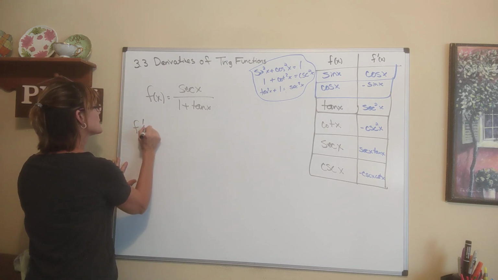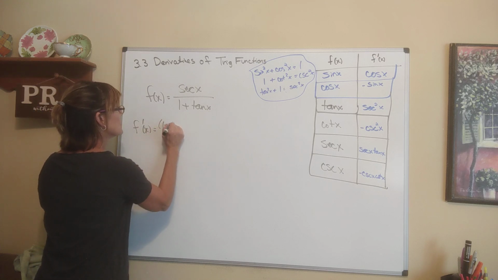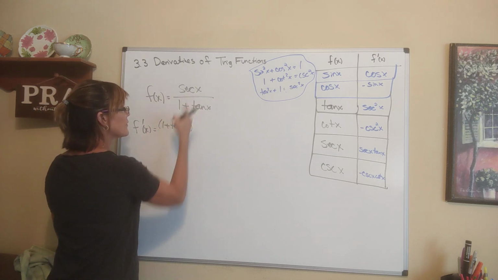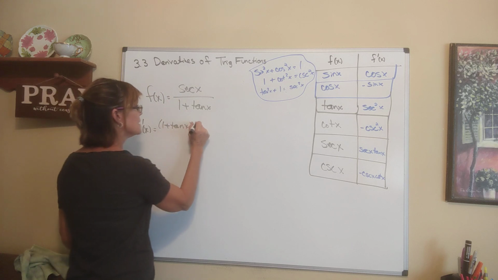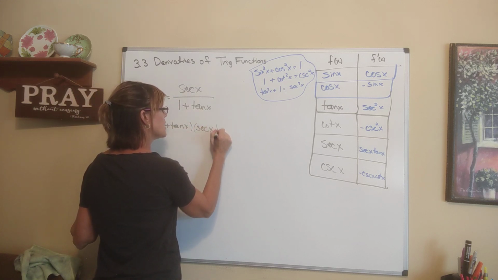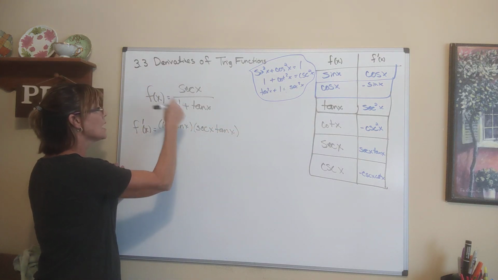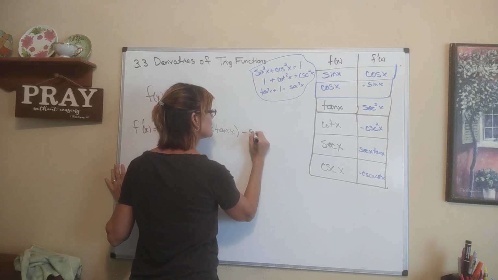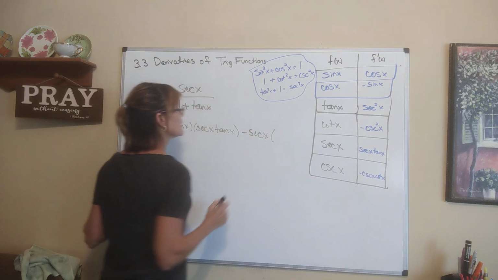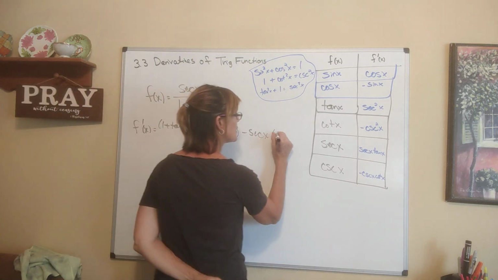F prime of x. This is a quotient. I'll use quotient rule, which is low, derivative of high. Derivative of secant is secant tangent. Low, d high minus secant of x, d low, the derivative of 1 is 0. Derivative of tangent is secant squared x.